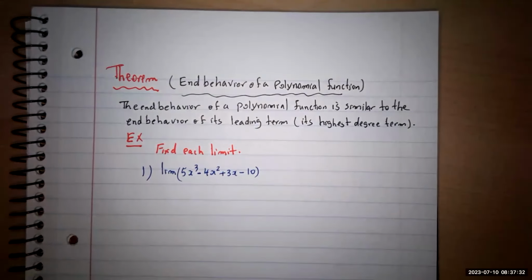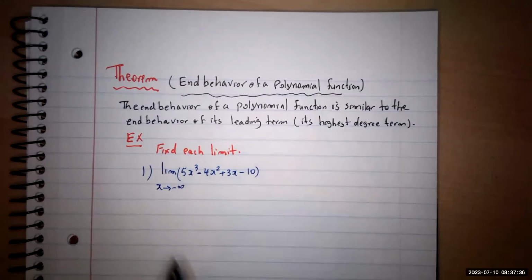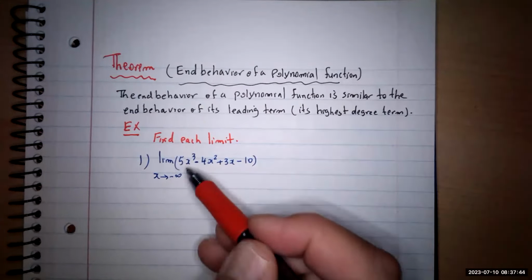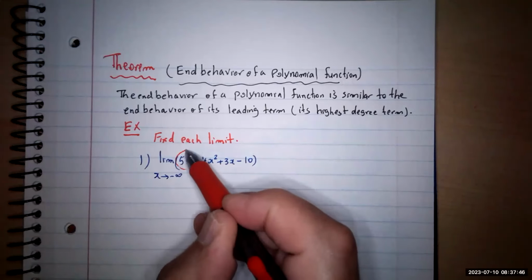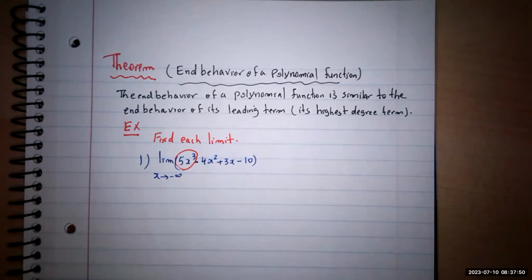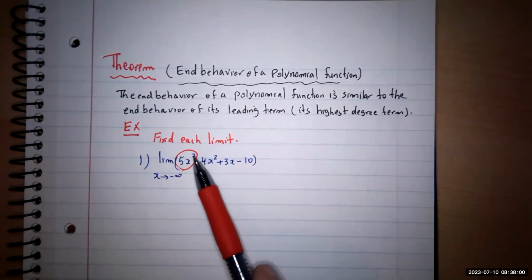This is it. You want to find this one when x goes to negative infinity. You see, this is the polynomial. What is the leading term? This is the leading term, the term containing the highest power. So this will tell you that the limit of this polynomial at infinity is the same as the limit of its leading term. Leading term is 5x to the third.